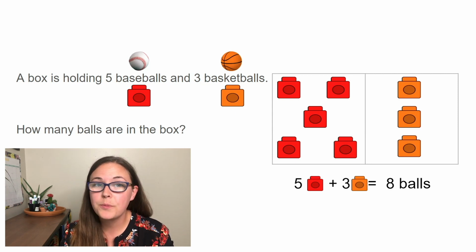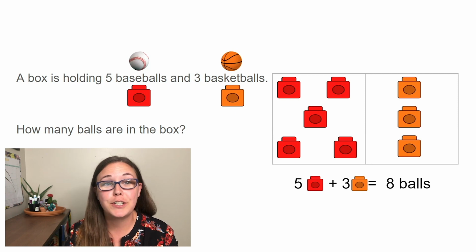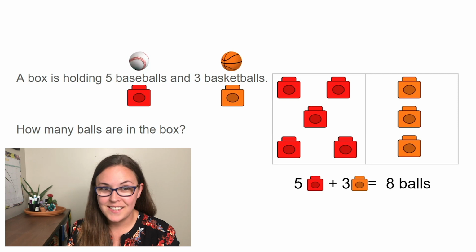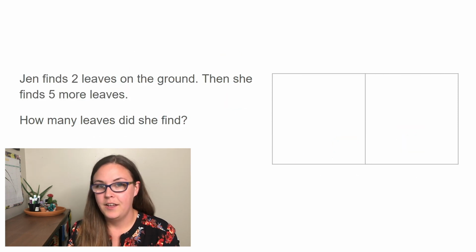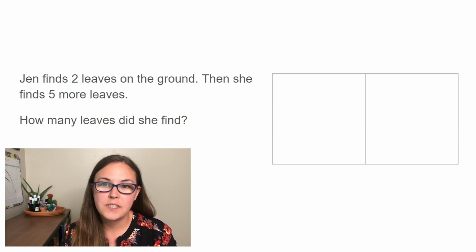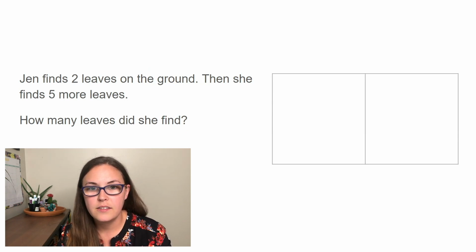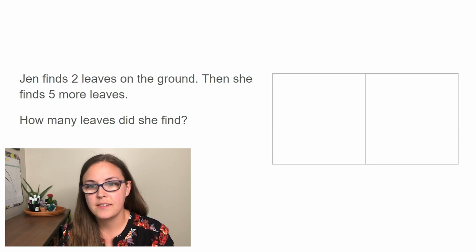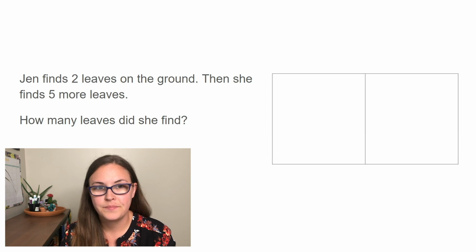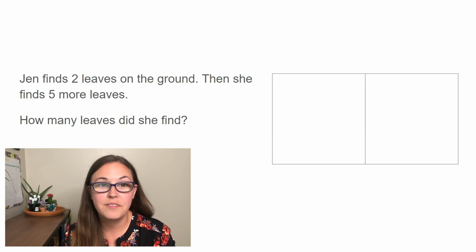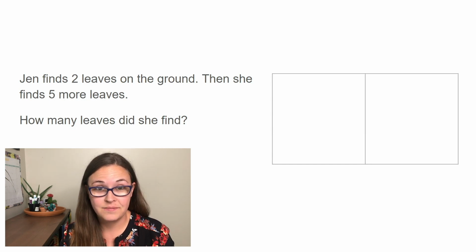Now the last problem we're going to work on today is a challenge for you to try at home. Are you ready to see it? Your problem says, Jen finds 2 leaves on the ground. Then she finds 5 more leaves. How many leaves did she find? So I'm going to give you some time to work on this, and then we're going to come back and review the answer together.